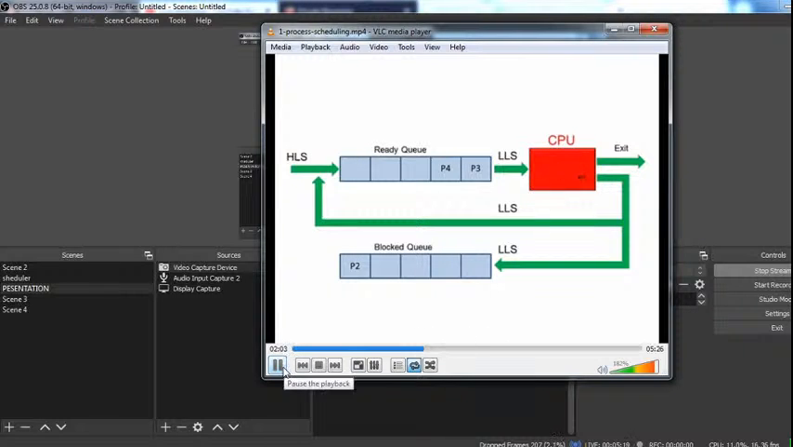When a process's time slice ends, its state must be saved so that it can continue from where it left off in its next time slice.